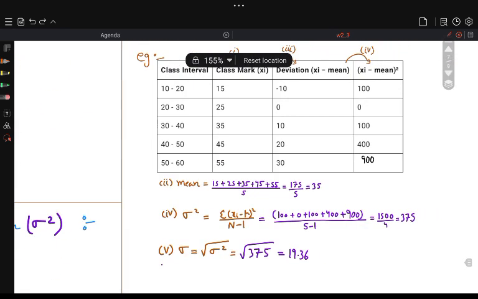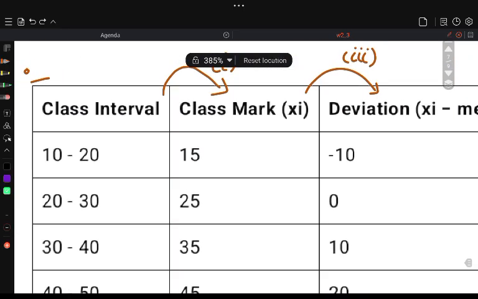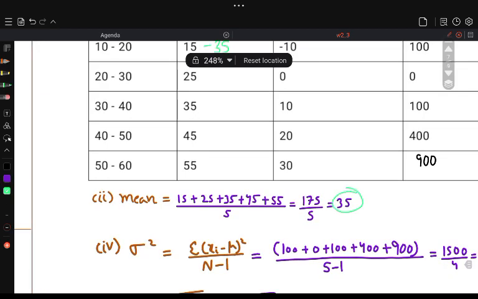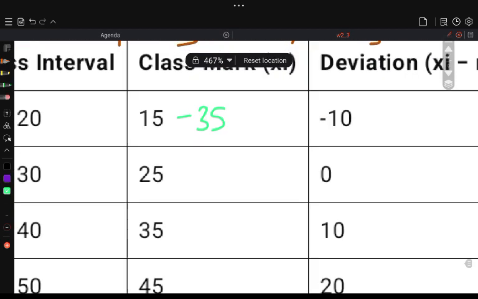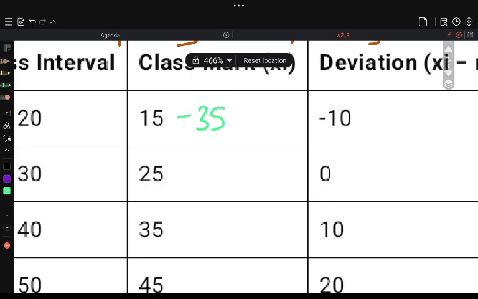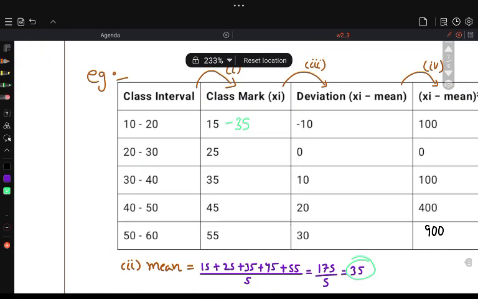Now we will take the deviation, xi minus mean. See, here is xi minus mean, that is the deviation. First, the deviation is nothing but 15 minus the mean, that is 35. 35 is the mean, right? We calculated it here. So 15 minus 35. Actually, let me see this for a while.